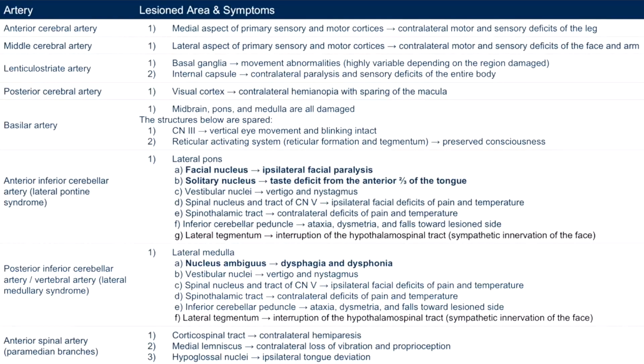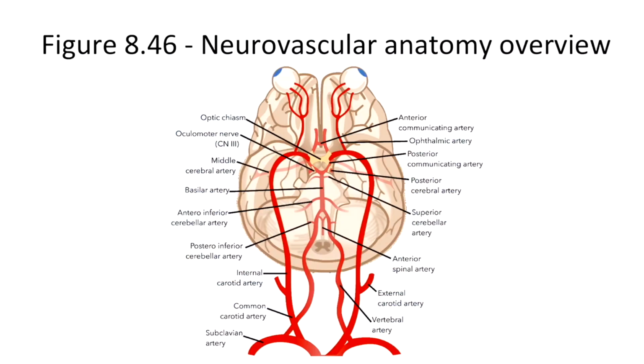Okay, the last artery to be familiar with is the anterior spinal artery. Let's pull up some images to more clearly see what structures are damaged. From figure 8.46, we can see that the anterior spinal artery, or ASA, is right here. Notice from this image and from the name of the vessel how this artery supplies blood to the anterior aspect of the spinal cord. However, it's also important to know that branches from the ASA, called paramedian branches, supply blood to the medial aspect of the medulla.